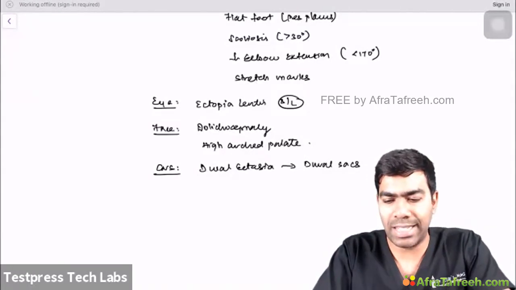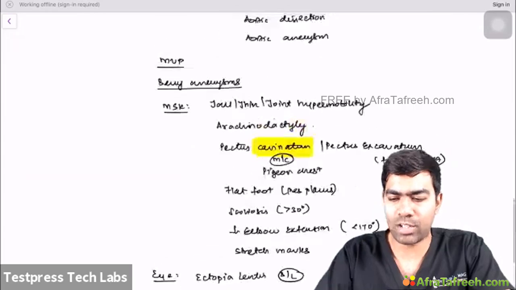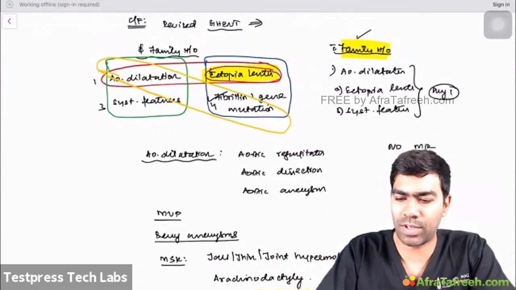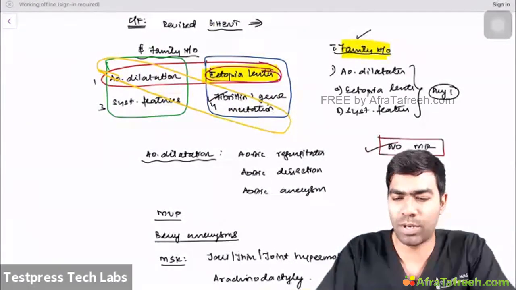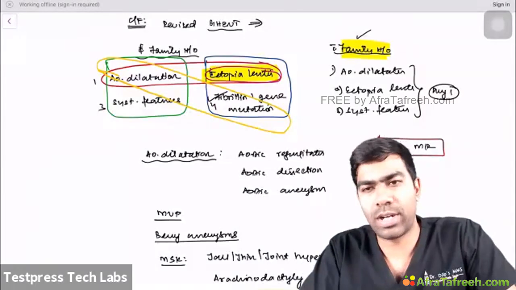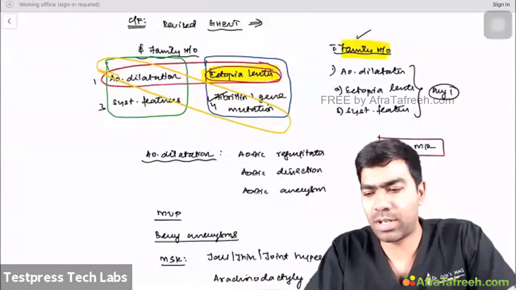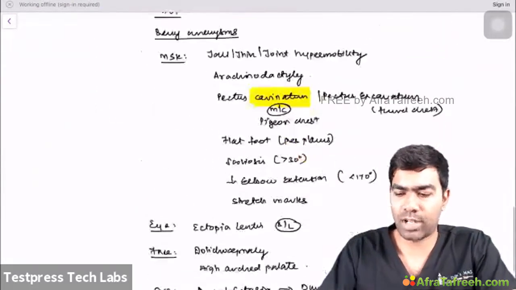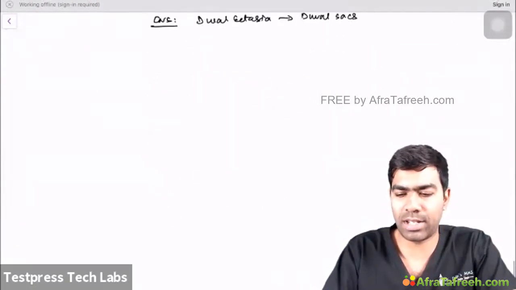And one important thing that you need to know with regards to Marfan syndrome is the fact that there is no mental retardation. That's very, very important. Their IQ is completely normal and there's no mental retardation. It's not going to affect the IQ in any way. So it's going to affect the other areas, but there is no mental retardation like many other congenital problems that you encounter. So each and everything is important, can be an exam question.